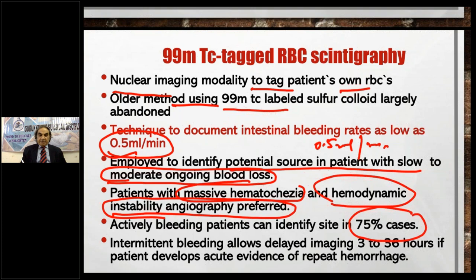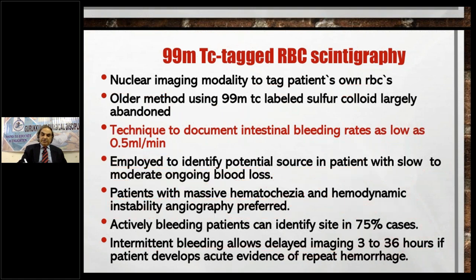It's much easier. But intermittent bleeding allows for delayed imaging, 3 to 36 hours if the patient develops a repeat hemorrhage. So it is useful, but only when the bleeding is mild to moderate, very little bleeding. It can pick up 0.5 ml per minute of bleeding, which is very fine tuning of the source. It can also be used for later assessment if the patient develops rebleeding. So that is the role of technetium-99m.